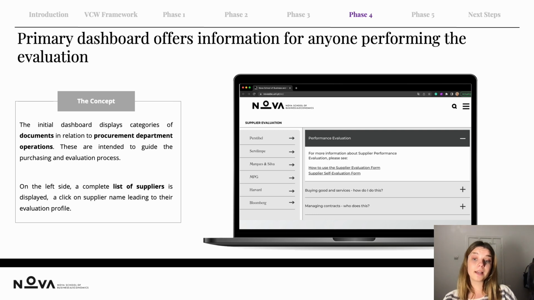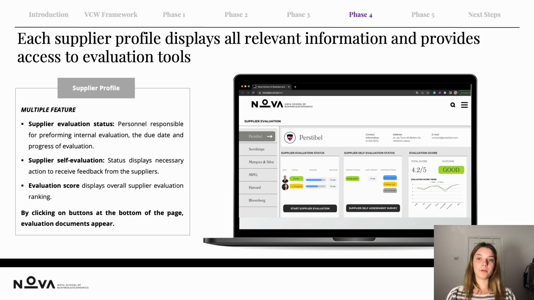On the left side of the dashboard, there's a complete list of suppliers, and by clicking on a supplier name, their evaluation profile should pop up. So each evaluation profile should look something like this and display all relevant information regarding the supplier and the evaluation process. First, the banner should display all relevant contact information, and the rest of the profile should be divided into 3 main features.